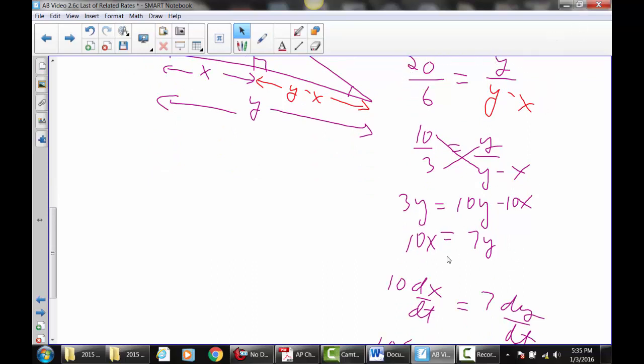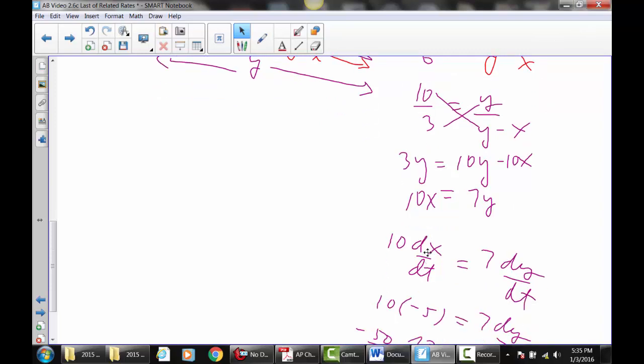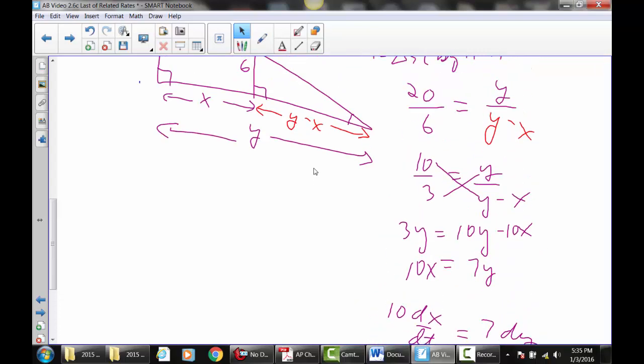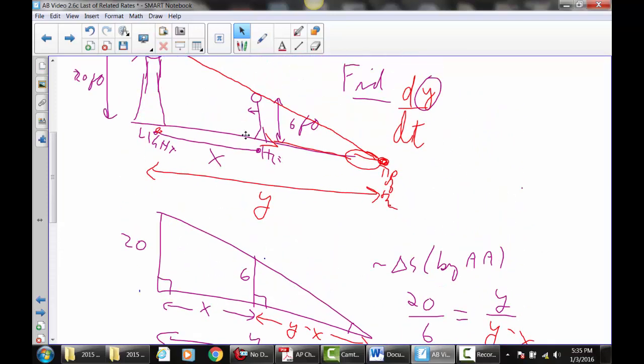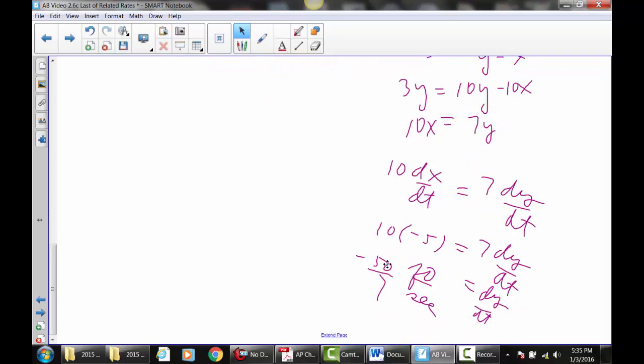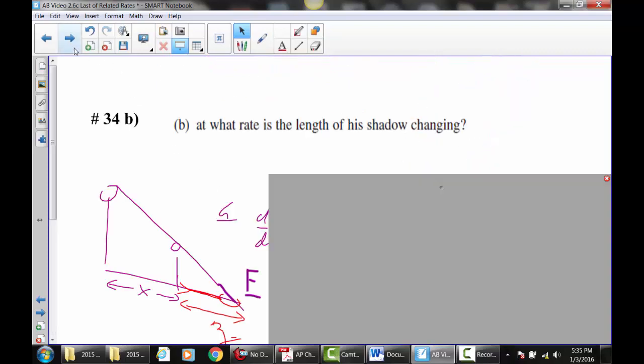quotient rule over here. Okay, we're now going to take d dt of each side. And as you realize, they gave us dx dt and they asked us to find dy dt. It doesn't matter at what point in time he is away from the light. This is going to be a constant rate of change. And we end up with negative 50 over 7 feet per second.